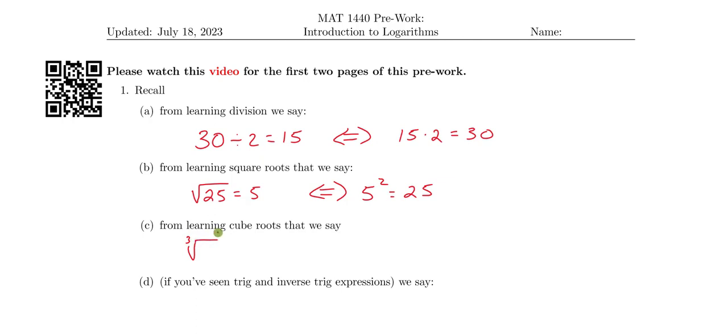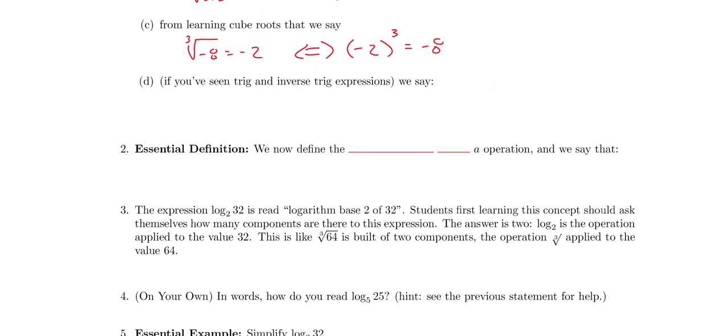When you were first learning how to take the cube root of -8, for instance, and you said that it was equal to -2, the way you justified that was because if you took -2 and cubed it, you got -8. So we used our knowledge of other facts to help us learn these new operations. Similarly, if you've seen inverse trig and trig expressions, you've learned to say that the arc sine of -1/2 is equal to pi over 6, for instance. The justification you gave as you were learning how to work with arc sine was because the sine of pi over 6 is equal to -1/2.